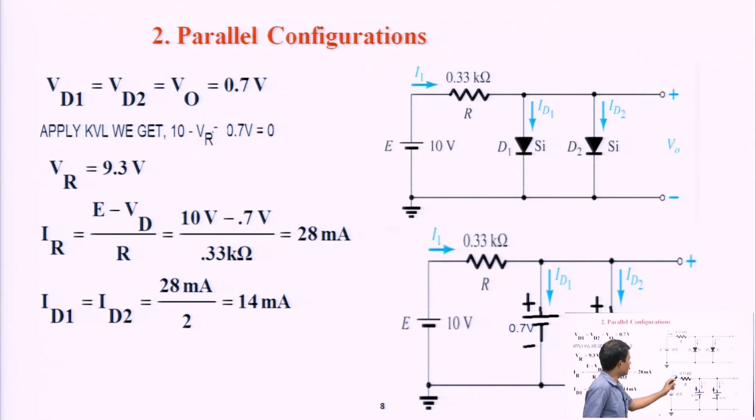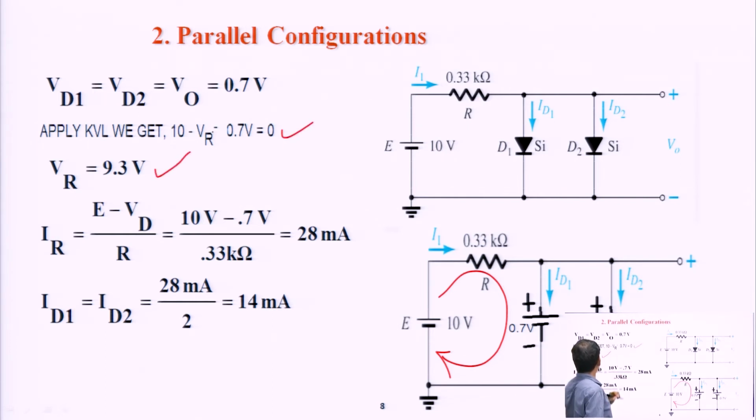Here are the I1 current, ID1 and ID2. What is the value of VR? By applying KVL in this circuit, we get VR equal to 9.3 volt, because 10 minus VR minus 0.7 is equal to 0. This means VR is equal to 9.3 volt. What is IR? IR is 9.3 upon 0.33, which is 28 milliampere. I1 is 28 milliampere.